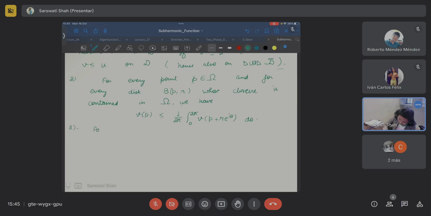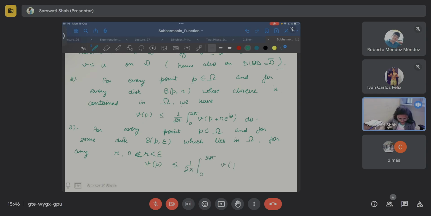Third, for every point P belonging to omega, and for some disk B(P, epsilon) which lies in omega, for every R less than epsilon, V of P is less than or equal to 1 over 2 pi integration 0 to 2 pi of V of P plus R e to the power iota theta d theta.